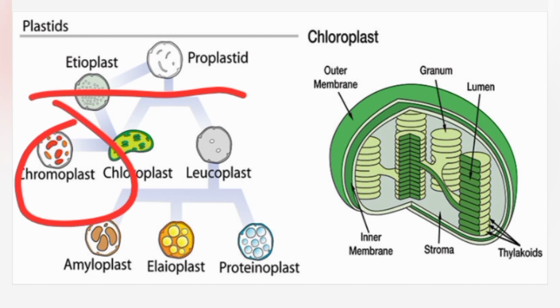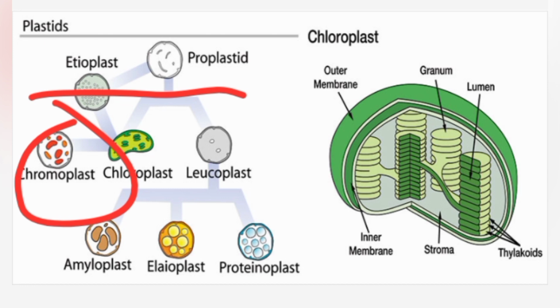Now coming to the second type, that is the chromoplast. Let's see what this is. Chromoplast is also derived from Greek words. Chroma means color and plasto means formed. So they contain fat soluble yellow, orange or red color pigments.